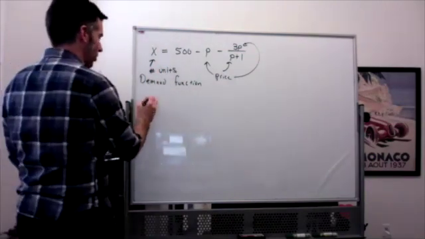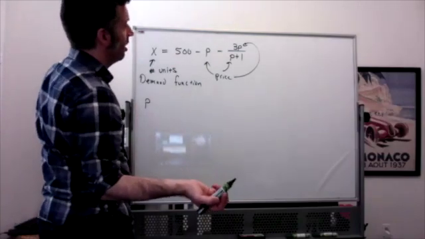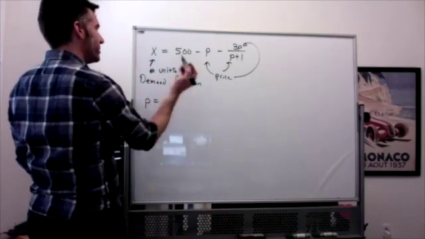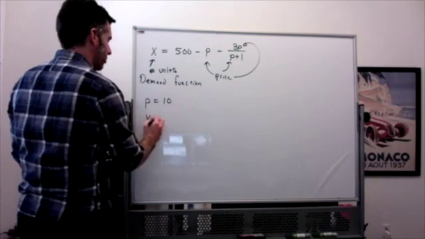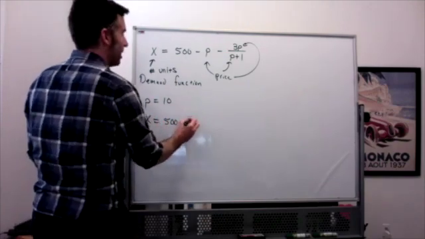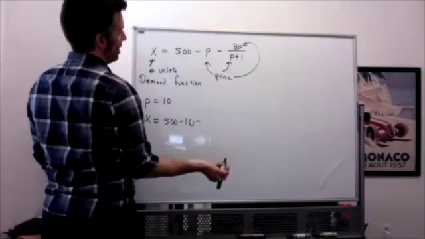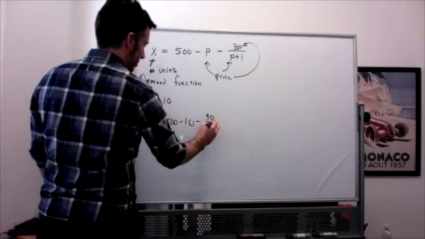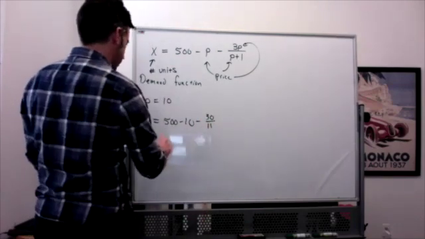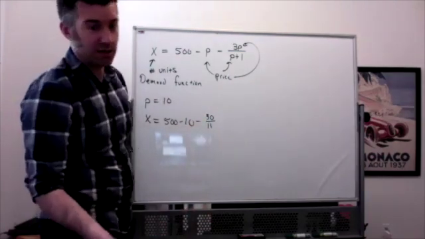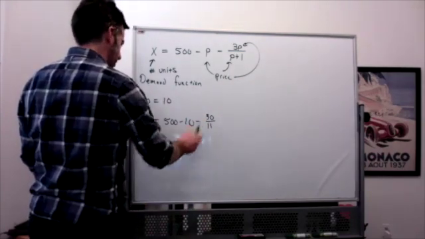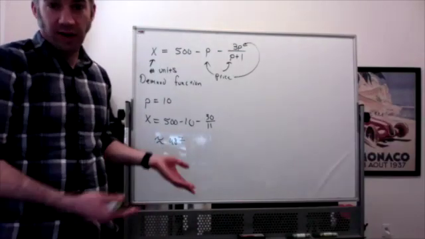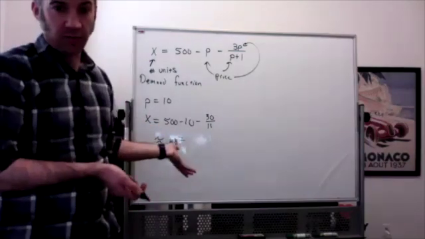So if the price were, I'm assuming this is in dollars, let's say the price were $10. The demand would be 500 minus 10 minus 3 times 10, which is 30, over 10 plus 1, which is 11. So 30 over 11 is a little bit less than 3. So approximately 500 minus 13, which is 487. There is an example of if you pick a certain price, what the demand is going to be.